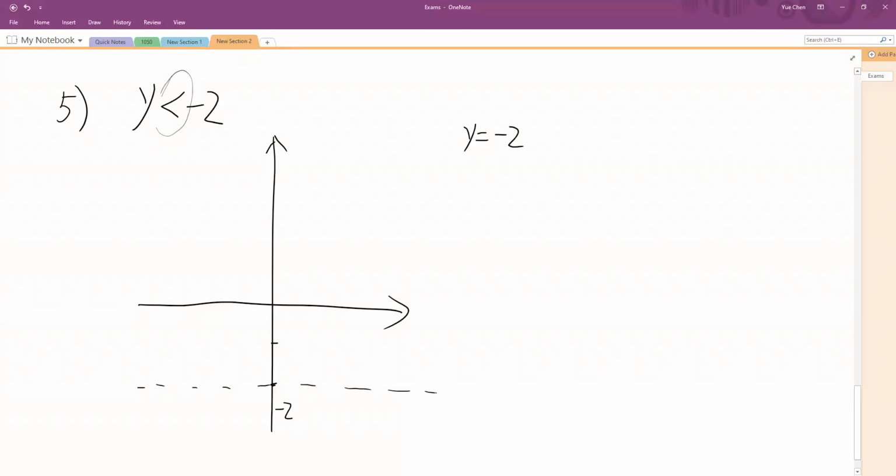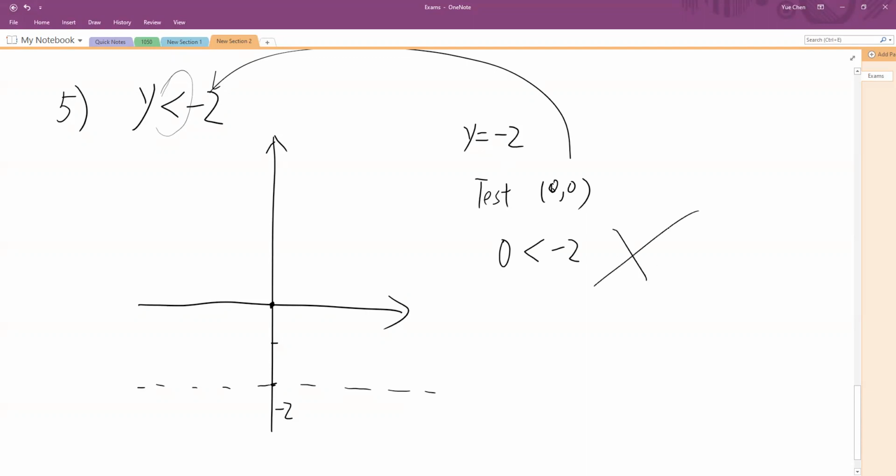Okay, then we test the sample point, right? We test this point, for example, because this point is not on the graph. So we test this 0, 0. We plug in 0, 0 into the original inequality. So it's y equals 0, 0 less than -2. Is that correct? No. So this is wrong. That means that this upper half plane will not be your solution, right? So you must have the lower half plane. So this is the solution region.